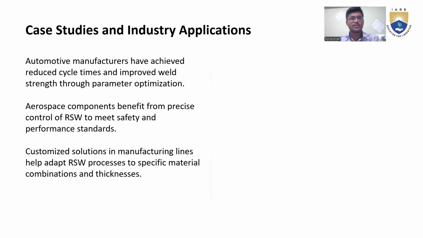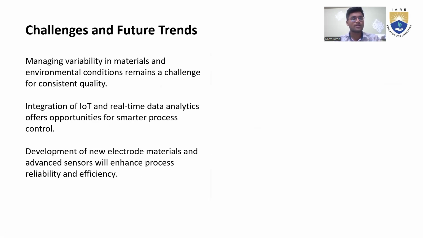Case studies and industry applications. Automotive manufacturers have achieved reduced cycle time and improved weld strength through parameter optimization. Aerospace components benefit from precise control of RSW to meet safety and performance standards. And customized solutions in manufacturing lines help adapt the RSW process to specific material combinations and thicknesses. And challenges and future trends.